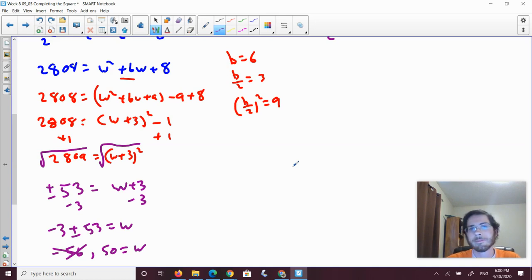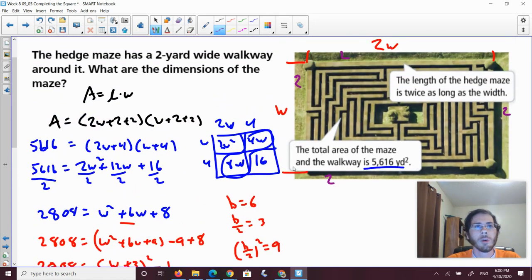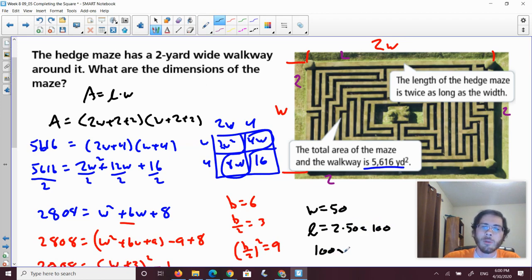Let's check it out. What are the dimensions of the maze? Well, we know the width. So we also need to get the length. But we said that the length was 2W. So 2 times 50, where the length is 100. So our dimensions are 100 by 50. Or 50 by 100 if you want to say the width first. So that solves our maze.